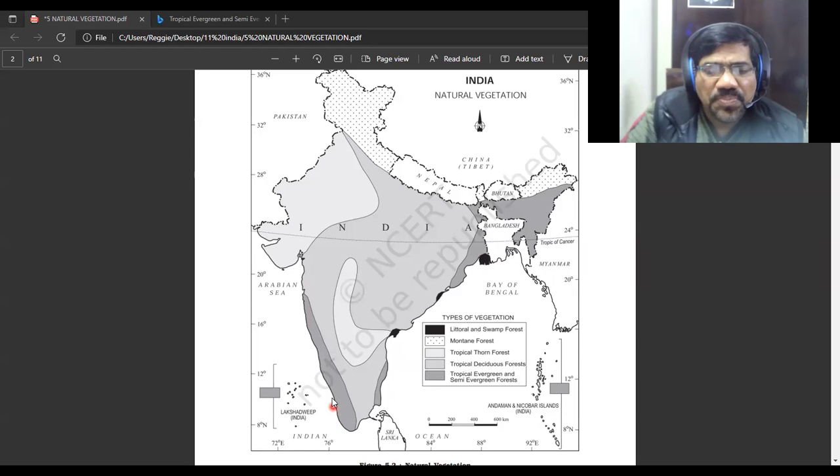Here you can see this particular forest. This is the forest we are talking about, the tropical evergreen and the semi-evergreen forest. This forest as well as this forest. Here the rainfall is very high. Because the rainfall is very high, this forest is the one which we were discussing, and there are 4 layers that we have done by now.